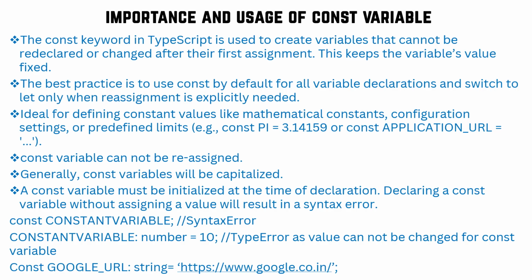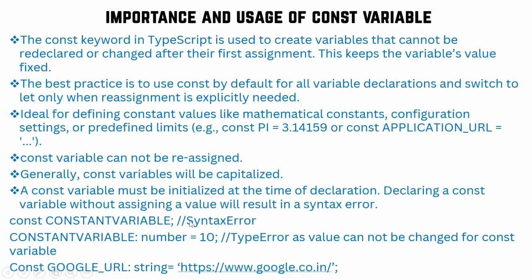Now for constant, I already discussed it. The const keyword in TypeScript is used to create a variable that cannot be redeclared or changed after the first assignment. This keeps the variable value fixed. The best practice is to use const by default for all variable declarations and switch to let only when reassignment is explicitly needed. It is ideal for defining constant values like mathematical constants, configuration settings, predefined limits, a URL, the pi value already discussed, username, password, whatever is constant for your operation. A constant variable cannot be reassigned. Generally, constant variable names are capitalized, like URL in capital letters.